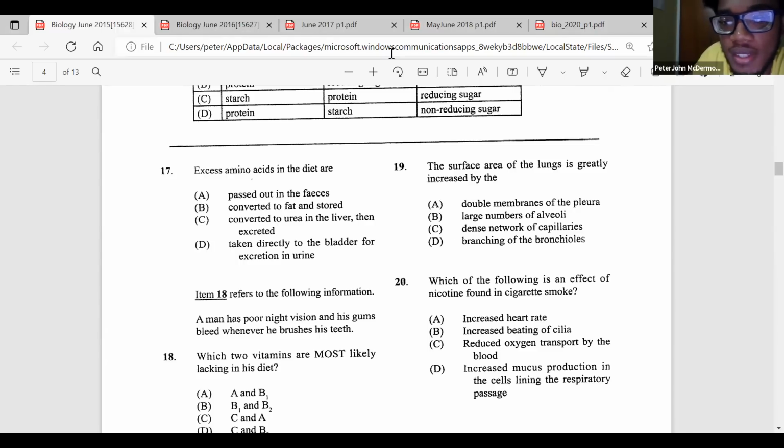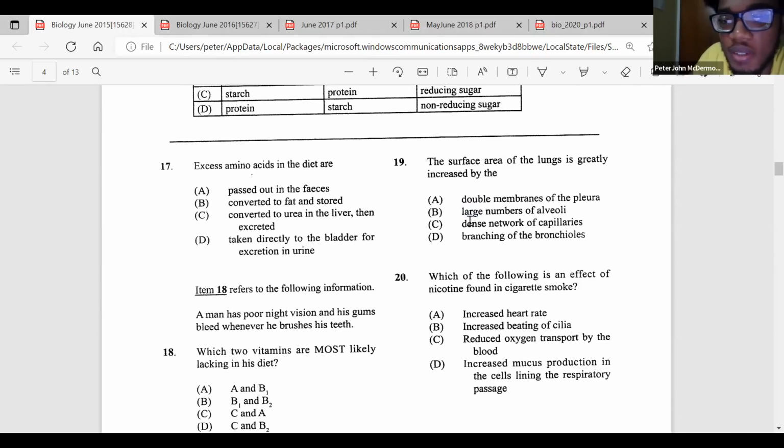Yeah, you're correct. It's B. So I was just kind of messing around. So, double membranes of the pleura. Pleura is just the outside of the lung. I don't know how to put this. It's what the lung is in, like a bag. If you were to put a lung in a bag, that's what the pleura is. So that doesn't increase, that's not our respiratory surface. So we can't say it's increasing the surface area.